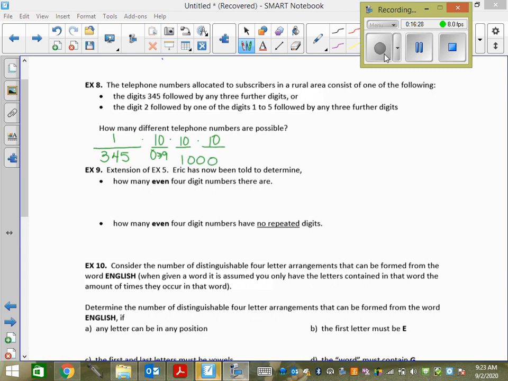Then we have the word or. What do we do with the word or? Add. The digit 2, followed by one of the digits 1 to 5, followed by any 3 further digits. So we have to deal with these ones first, right? Because they're restricted. So we go 1, 5, 10, 10, 10. So we add 5,000, and we get 6,000.